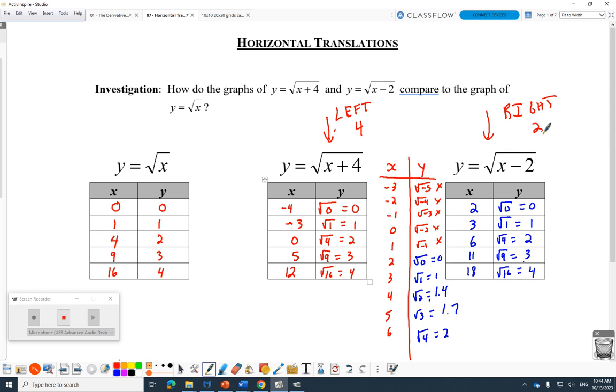Was that the only hard part? Yeah, it was the opposite of what we thought. That was the big surprise. Yeah, it was like 10% of a problem. The one inside the function does the opposite of what you might expect it to do.